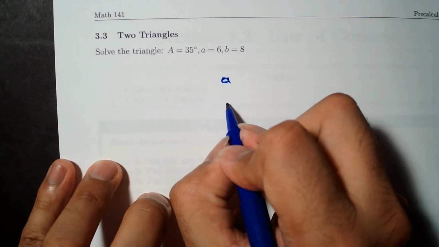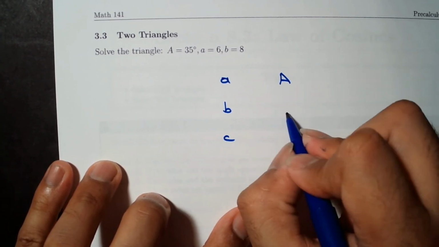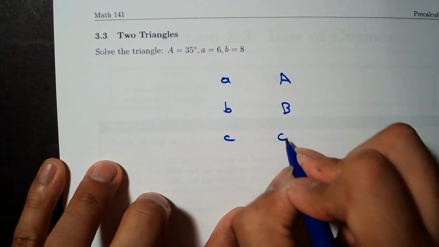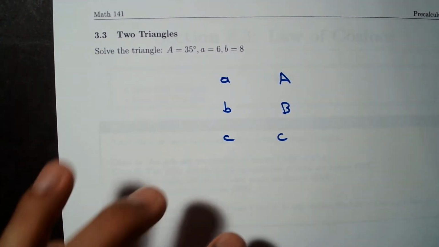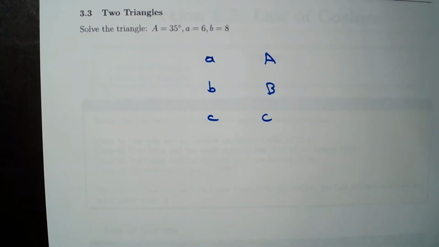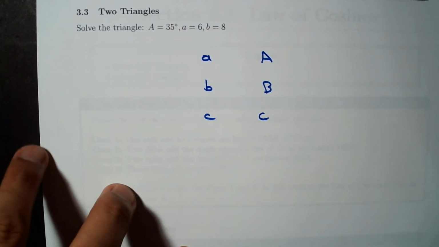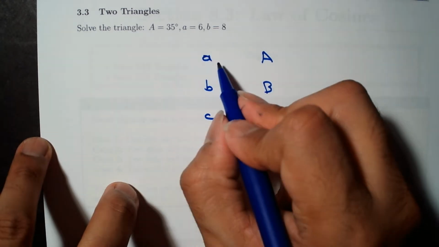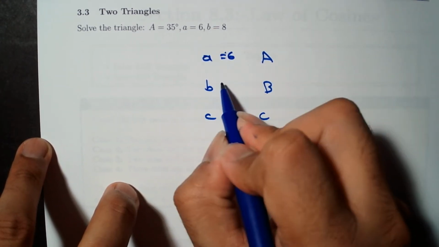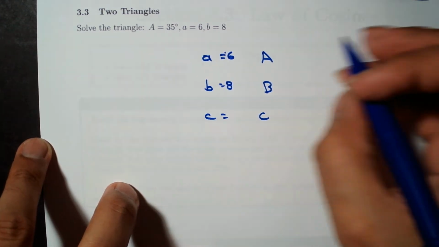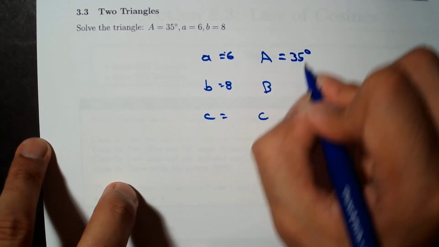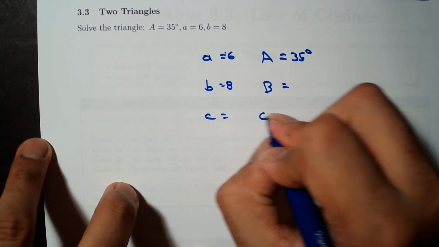Okay, let's look at the last example for this section. So let's make a list. Side A, side B, side C. Angle A, angle B, angle C. All right. From here, in this case, we're going to break it up into two separate situations. So you'll see why this is going to happen. So side A is 6, side B is 8, and side C is unknown. Angle A is 35 degrees. Angles B and C are unknown.